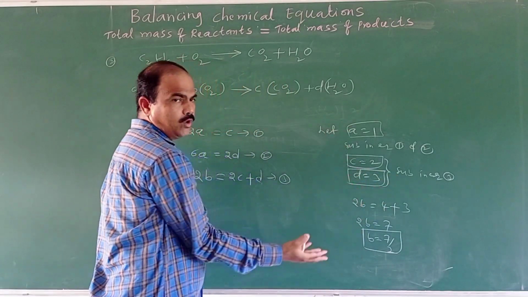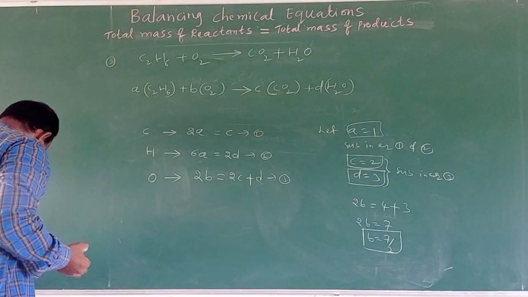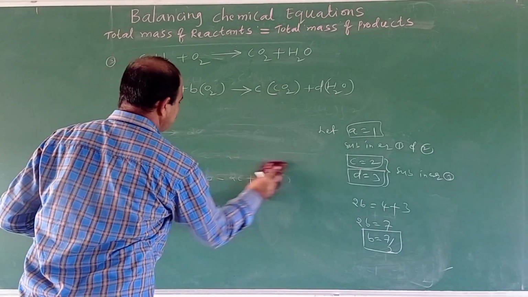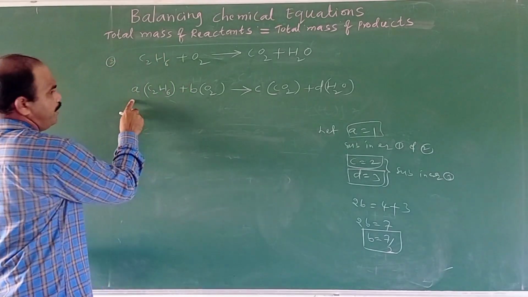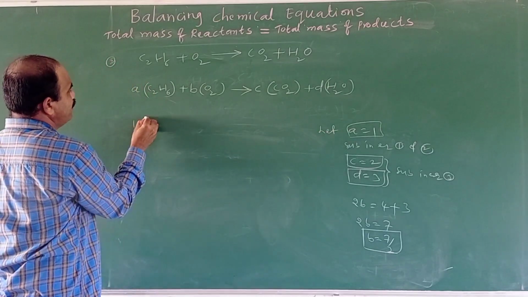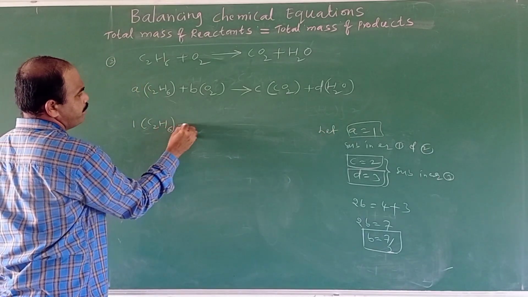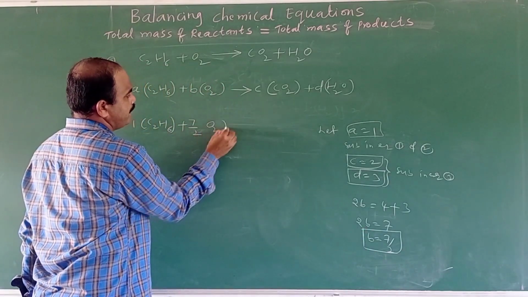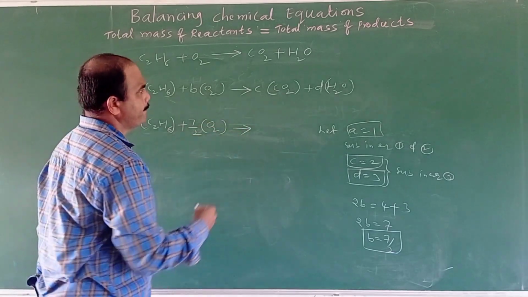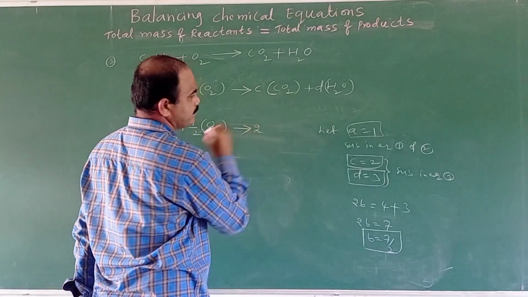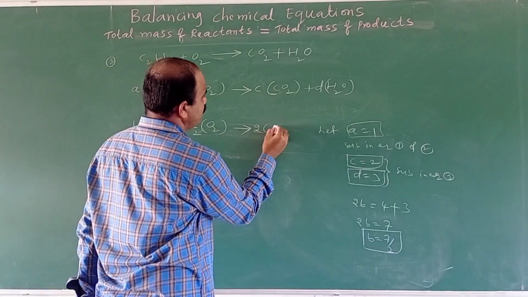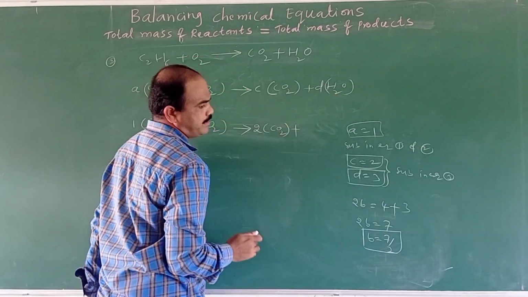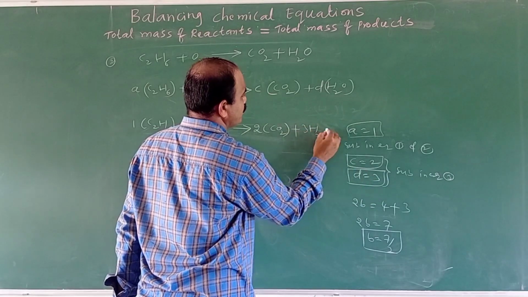When these A, B, C, D coefficients are substituted in this equation, then you get the balanced equation. Now A means how much? A equal to 1, so C2H6 plus B equal to how much? B equal to 7 by 2, so 7 by 2 oxygen gives rise to, next C equal to how much? 2, so 2 carbon dioxide plus D is how much? D is 3 H2O.